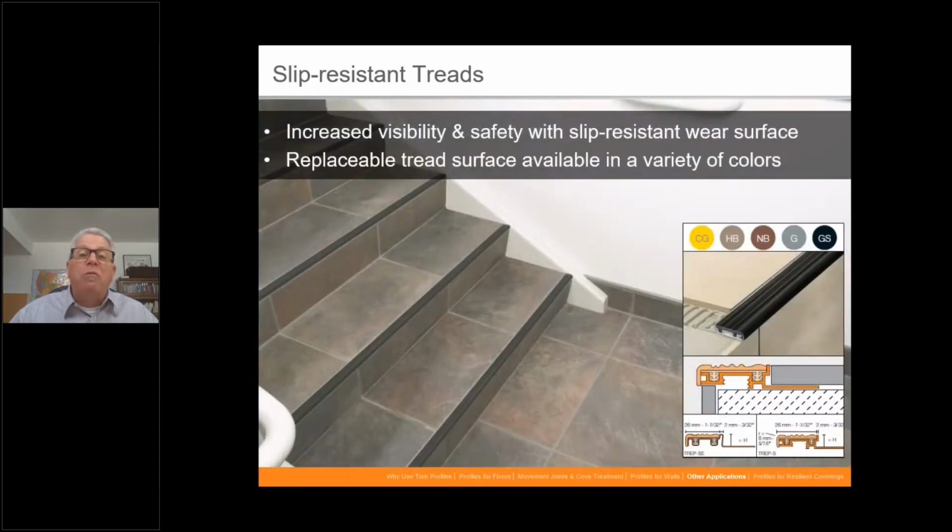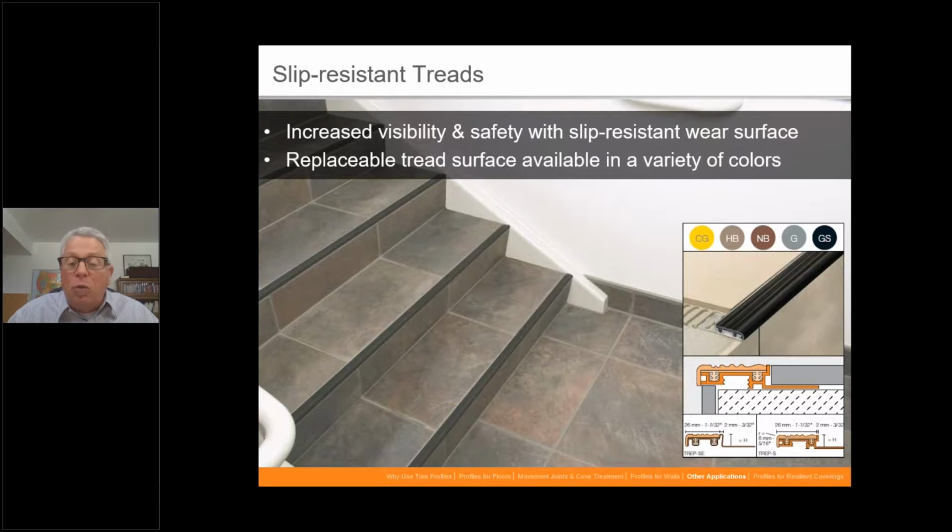This one has a removable and replaceable movement or wear area, the slip resistant area that comes in various colors, including optic yellow. If you read the ADA, the bottom and top step in a series of steps need to be a contrasting color, like 40% contrasting on the Pantone color wheel from the colors of the tile. So keep that in mind, but this is a nice profile for that. It's not too terribly wide across the top.